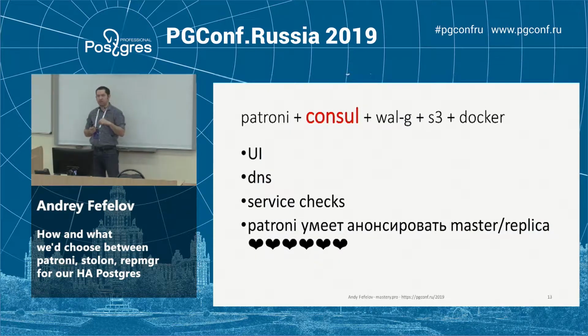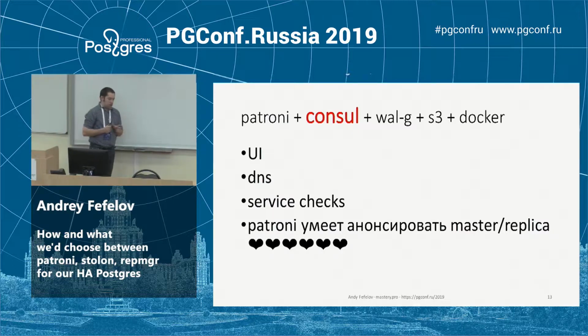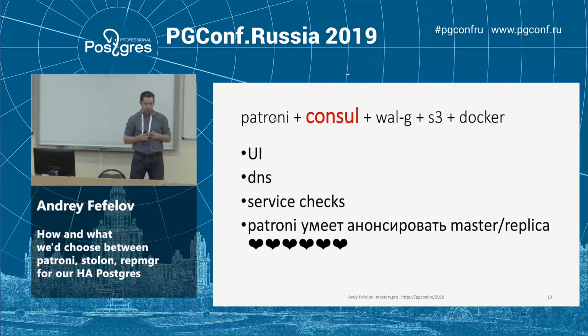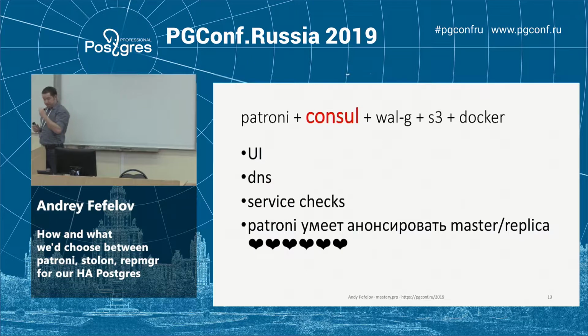Why Consul? Patroni supports etcd, ZooKeeper, and some other distributed storages. But why Consul? Because we've been using it for quite some time for service discovery, for Docker, and it has a very good user interface out of the box. And Consul can be operated as a DNS resolver, not like any other solutions that we have on the market.